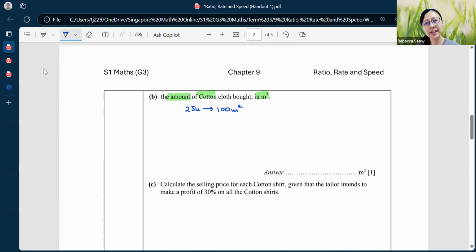And we want to find 6 units of cloth. So we find 1 unit first, which is to take 100 out of 25. And from there, we multiply by 6. And we get 24 meters square of cloth. So this is part B.